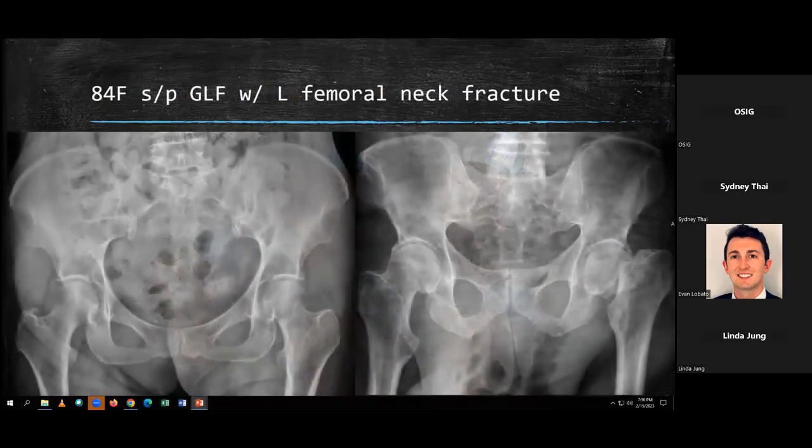Okay, a tale of two hips. These are both 84-year-old females with left femoral neck fractures. Does anyone want to hazard a guess or talk to me about where they see the fractures on each one? Is there a pointer up here? Just pointing from down there. No. All right, Andrew, you're up. Come to us.